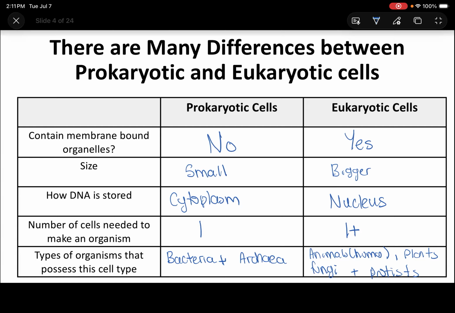Prokaryotes do not have membrane-bound organelles. They do not have a nucleus. They are very small. They are typically single-celled organisms, whereas eukaryotes tend to be much bigger. They do have membrane-bound organelles and a nucleus. They can be single-celled or multicellular, and they encompass a lot of the everyday things that we encounter.